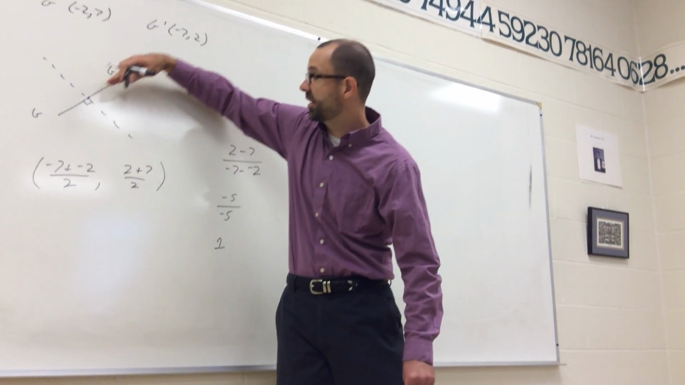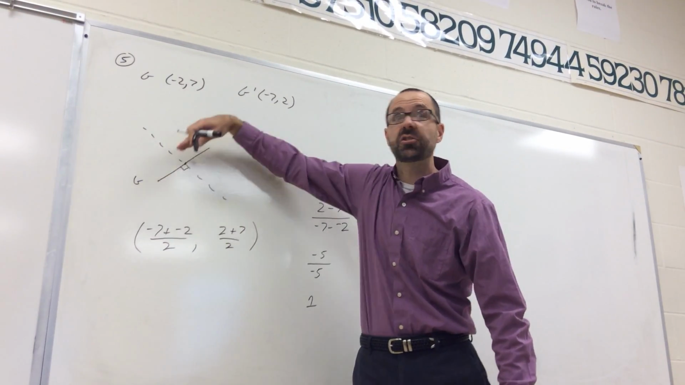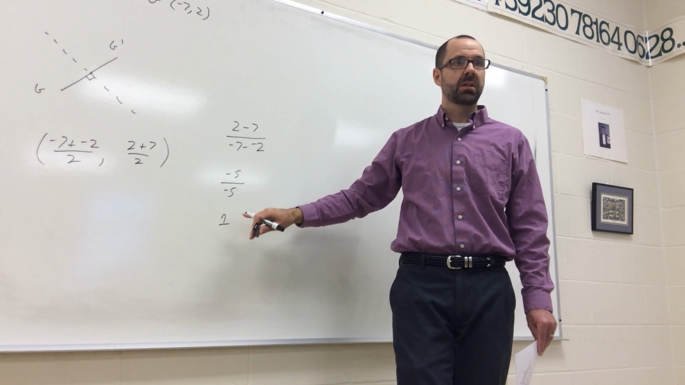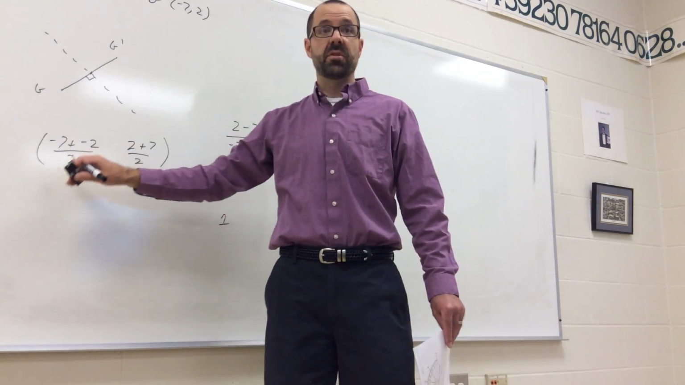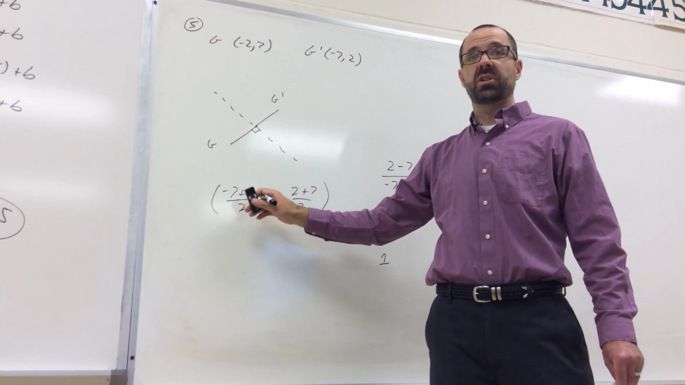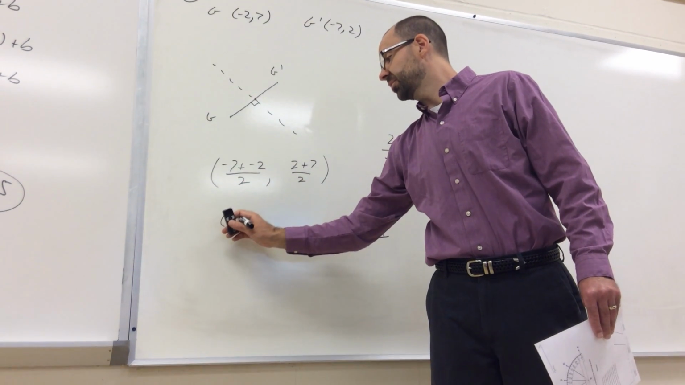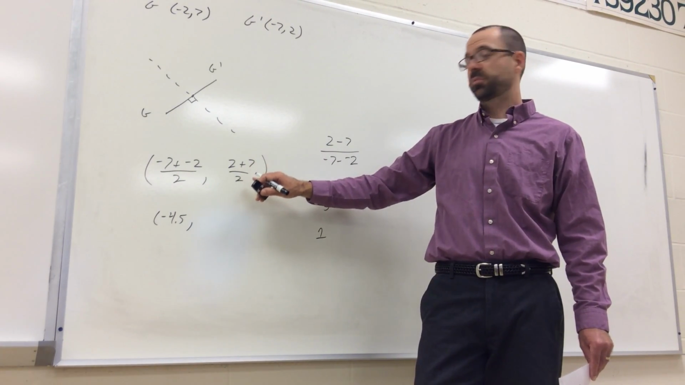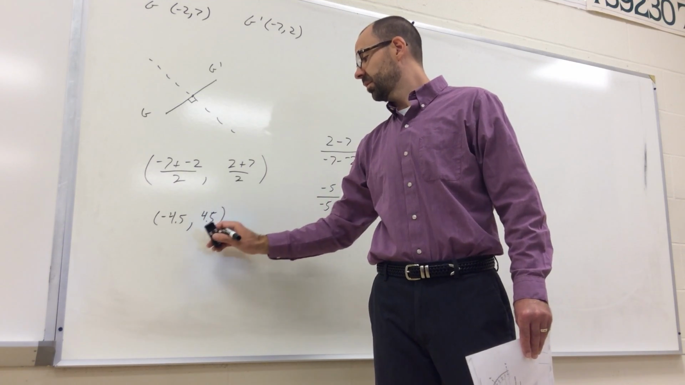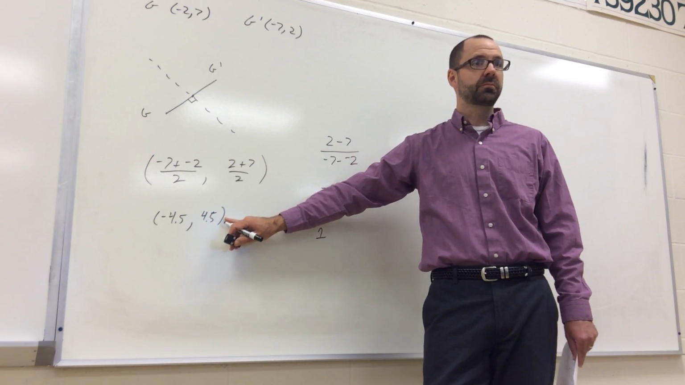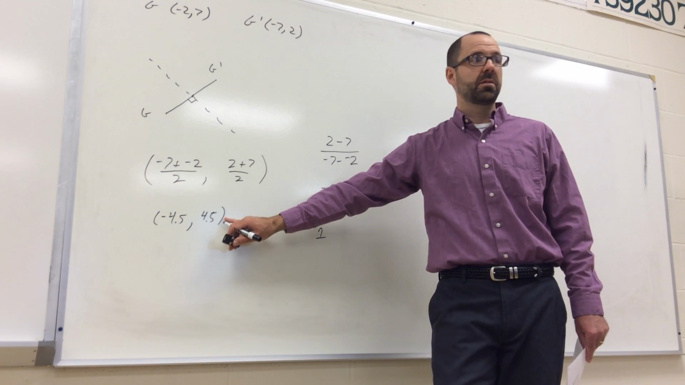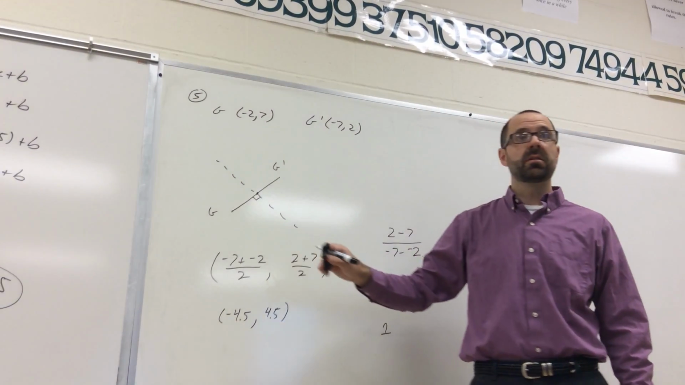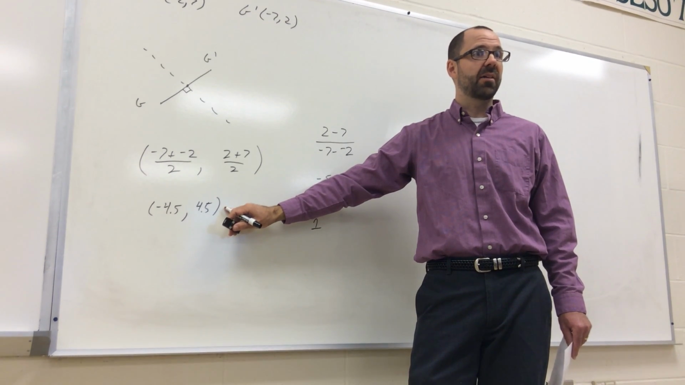So that tells me that the slant of this line, the slant of the connector line, is 1. Okay, then for the midpoint, I'll go ahead and add these. Negative 7 plus negative 2 is negative 9, divided by 2 is negative 4.5. And then 7 plus 2 is 9, divided by 2 is positive 4.5. So that tells me that the midpoint of the connector line, that's this point right here, is (-4.5, 4.5).